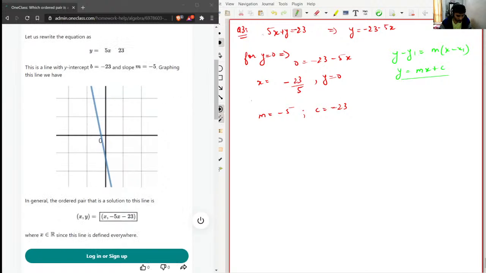Now let's see what they have done. In general, the ordered pair that is a solution to this line is x, minus 5x minus 23. Okay, so we'll draw this line first. I'll use a blue color right now, and this is the axis, and our given line will be something like this. It is going to be a straight line.